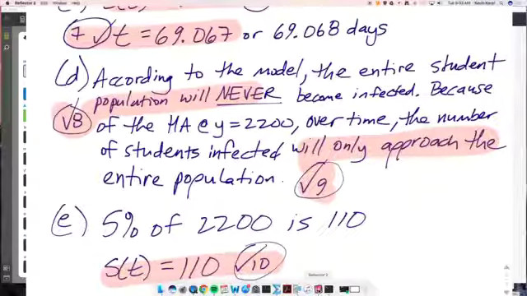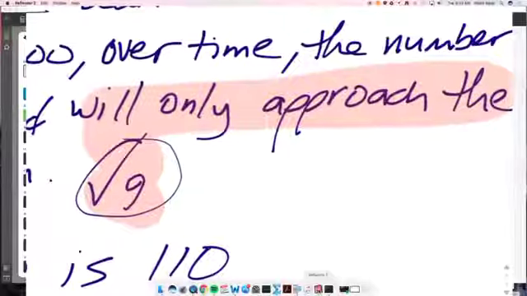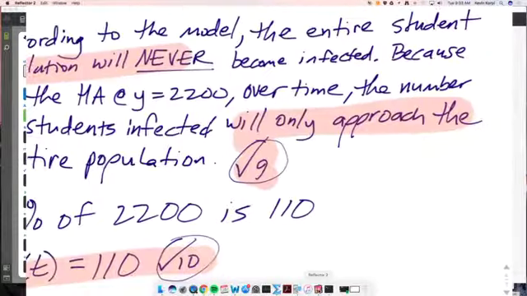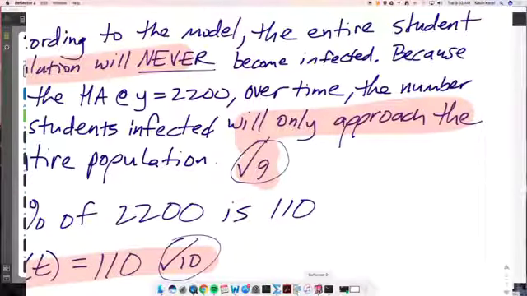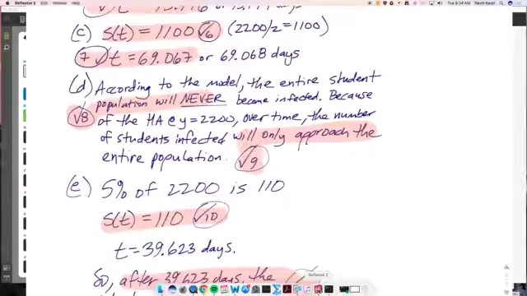And the reason is because of the horizontal asymptote at y equals 2200, the model would indicate that only over time, the number of students infected will only approach the entire population. All right, so that's the 9th check. It'll never happen according to the model because of the horizontal asymptote. It's only going to approach that final number. So that one would be worth 2 checks. One for the answer and one for the justification, for the explanation.